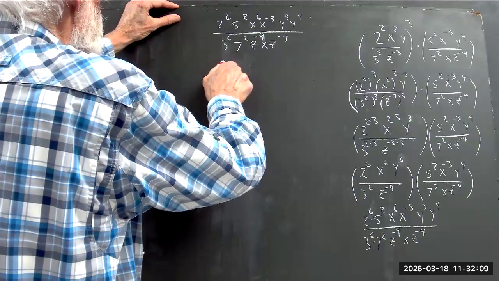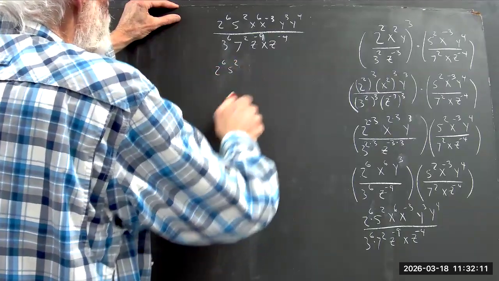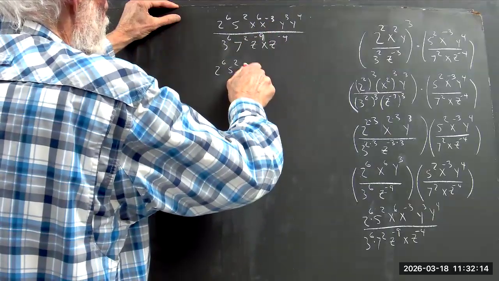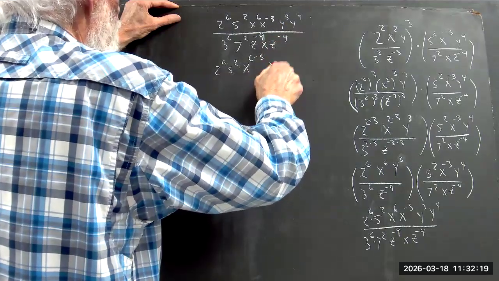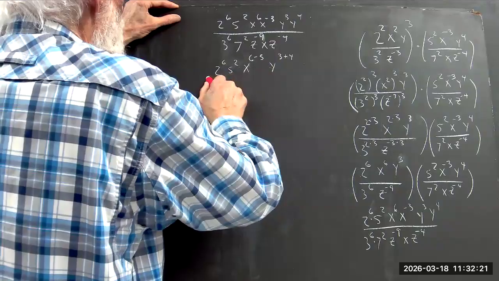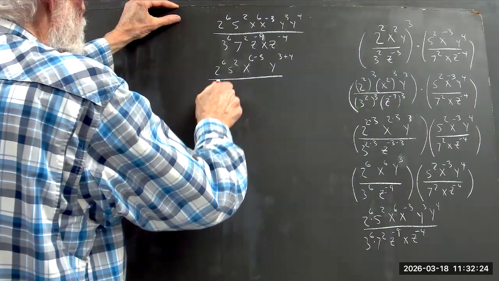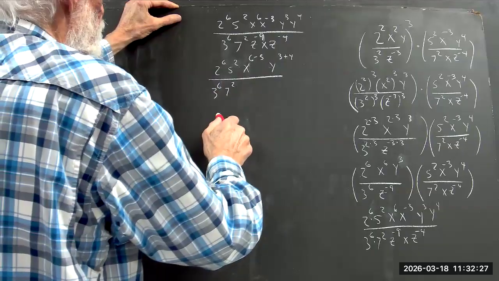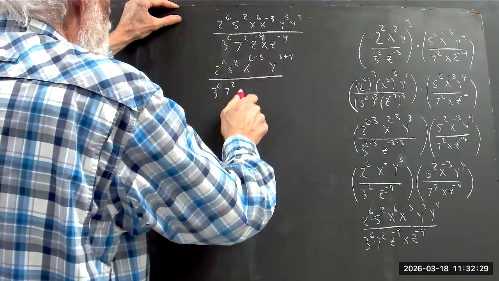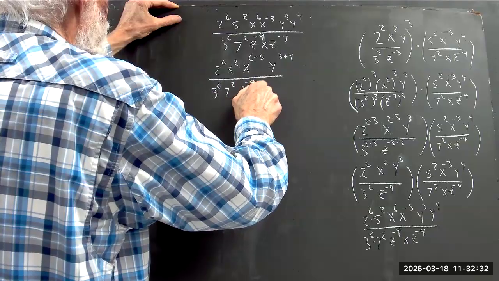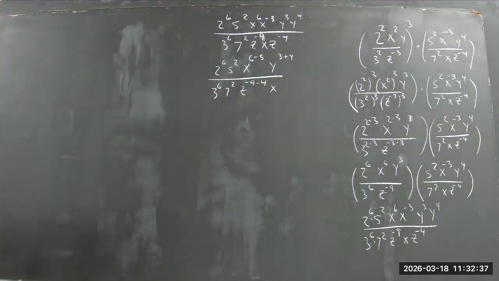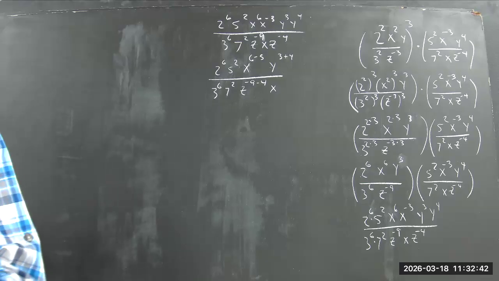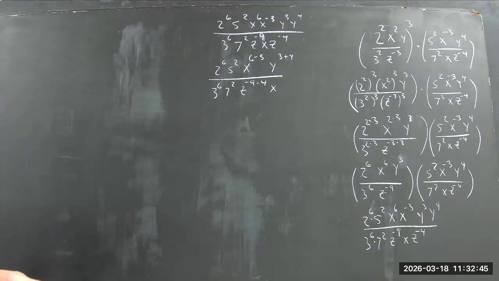I'm going to just keep my 2 to the 6th and 5 squared there. My x to the 6 times x to the negative third will be x to the 6 minus 3. y to the third times y to the fourth is y to the 3 plus 4. Denominator, we'll keep the 3 to the 6th and 7 squared. z to the negative ninth times z to the negative fourth is z to the negative 9 minus 4. And we have an x. Okay, that's a pretty straightforward step. Everybody okay with that? Okay.